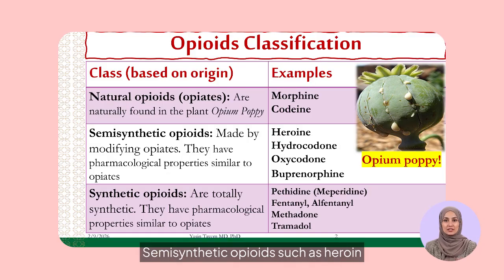Semi-synthetic opioids, such as heroin and oxycodone, are modified opiates. Synthetic opioids, including fentanyl and methadone, are entirely synthetic, mimicking opiate properties.